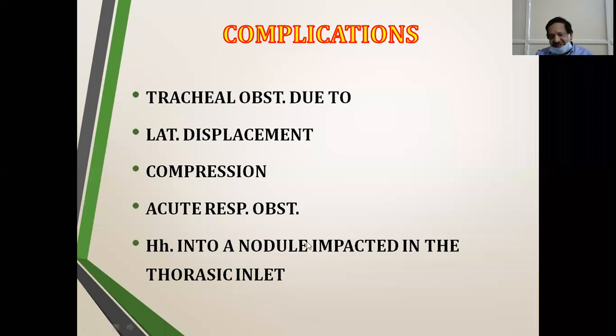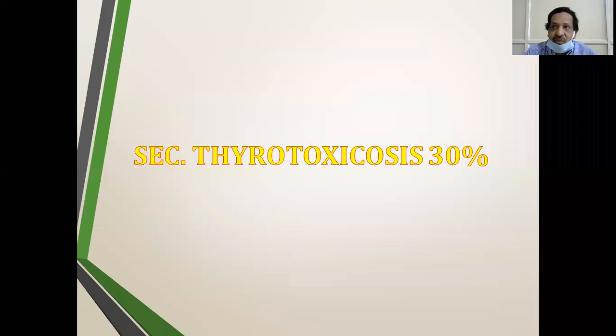Already there is intrathoracic extension. Sudden hemorrhage into a nodule impacted in the thoracic inlet region may produce acute respiratory obstruction. Now, we have seen these nodules. Secondary thyrotoxicosis occurs in about 30% of cases. Why do we say secondary? It means the nodular status or abnormality of the thyroid gland is primarily present, over which the secondary thyrotoxicosis is superimposed. The incidence is around 30%, all Western statistics.